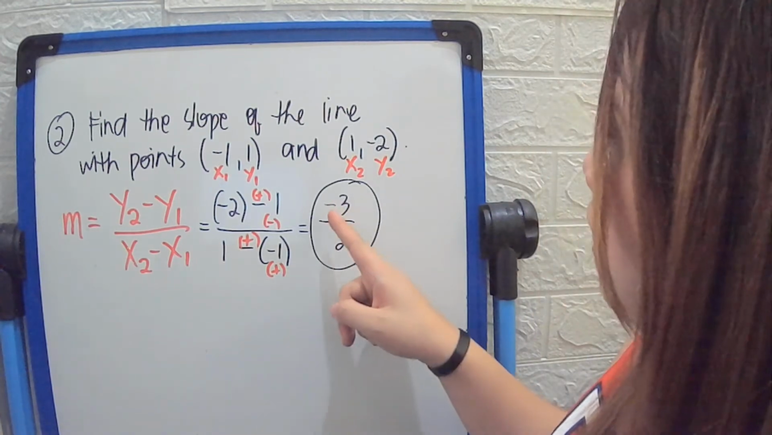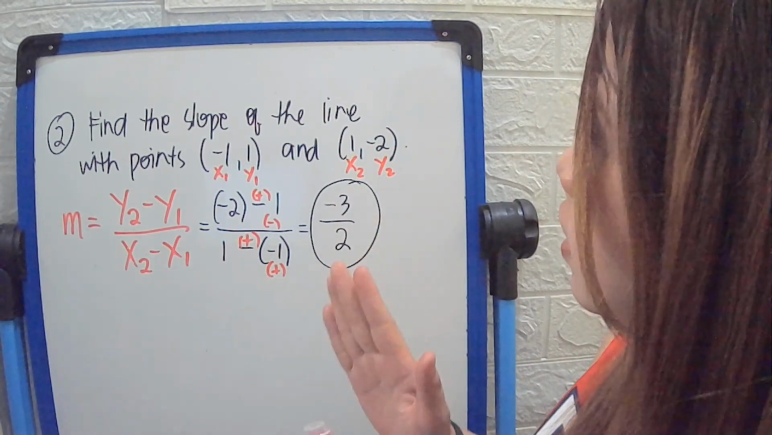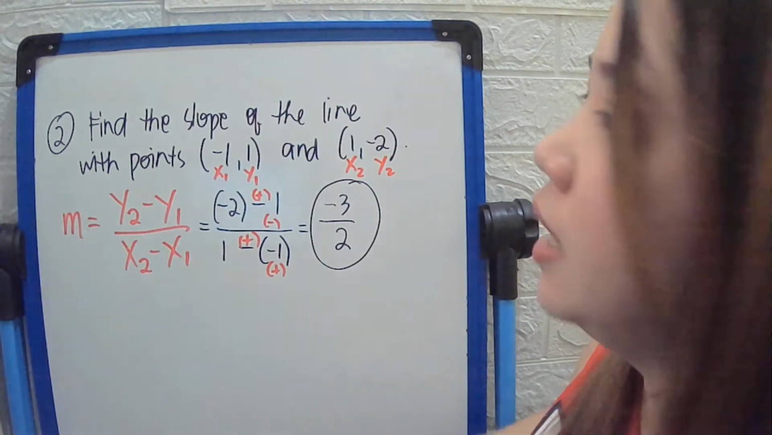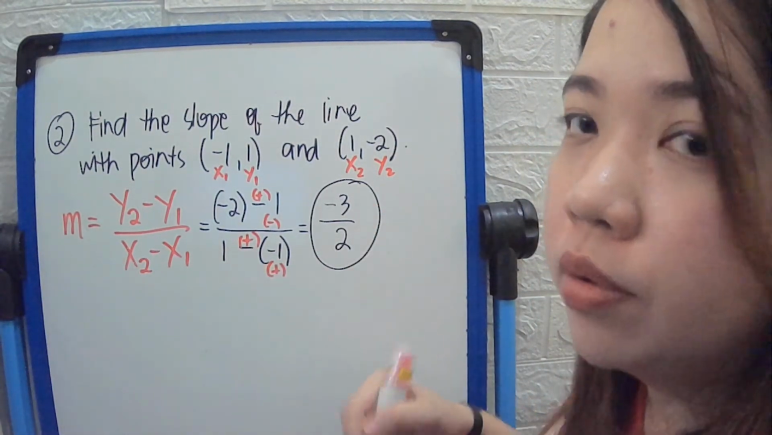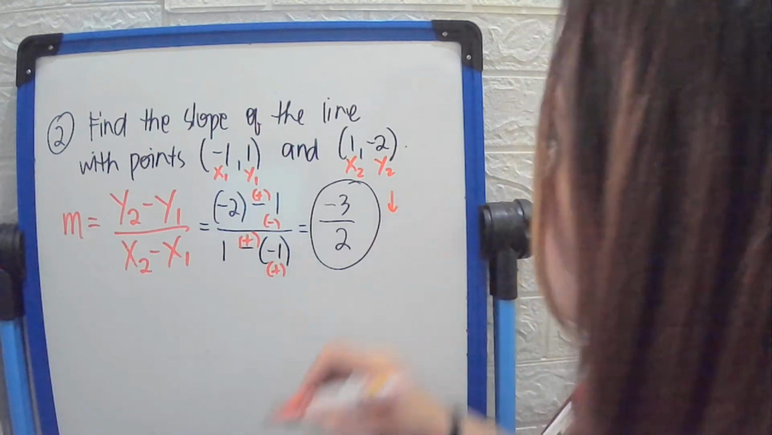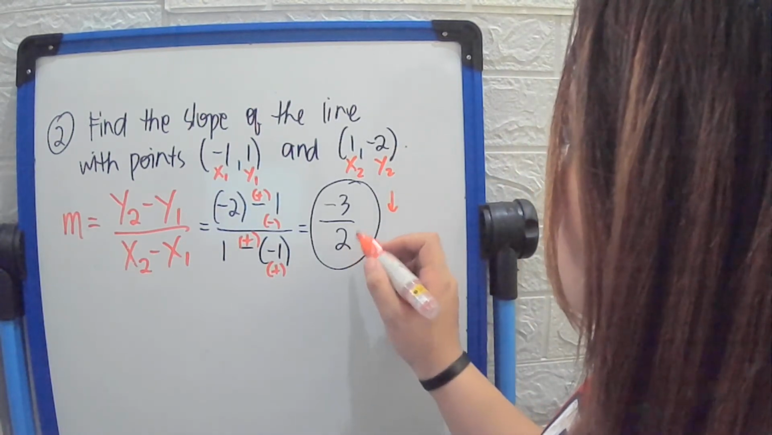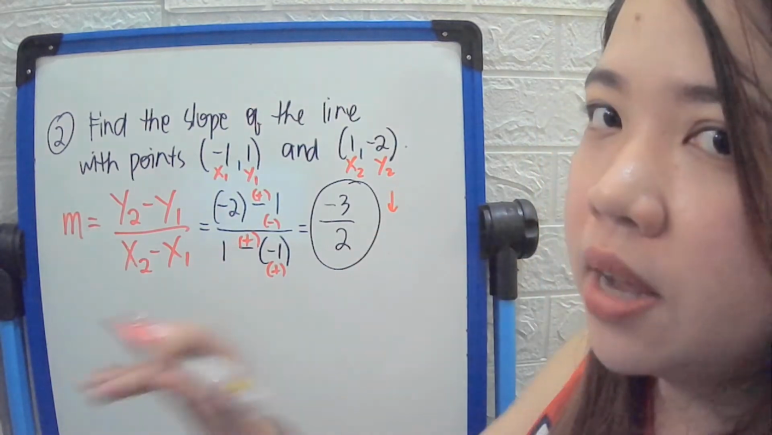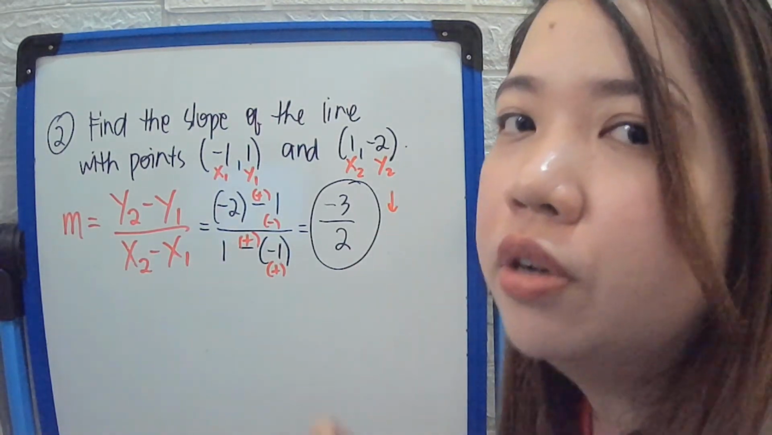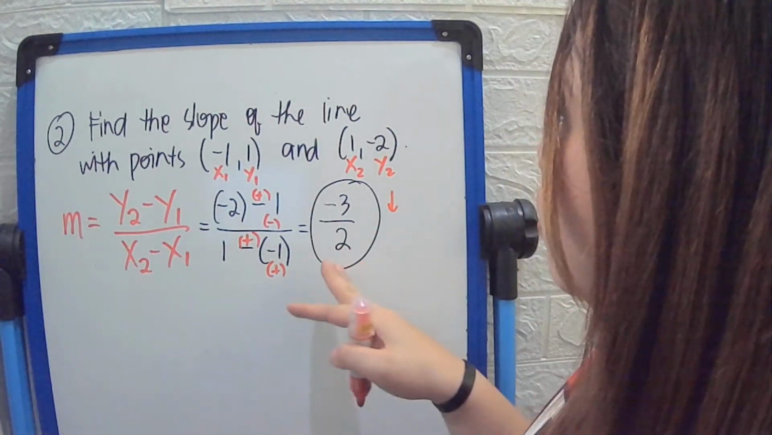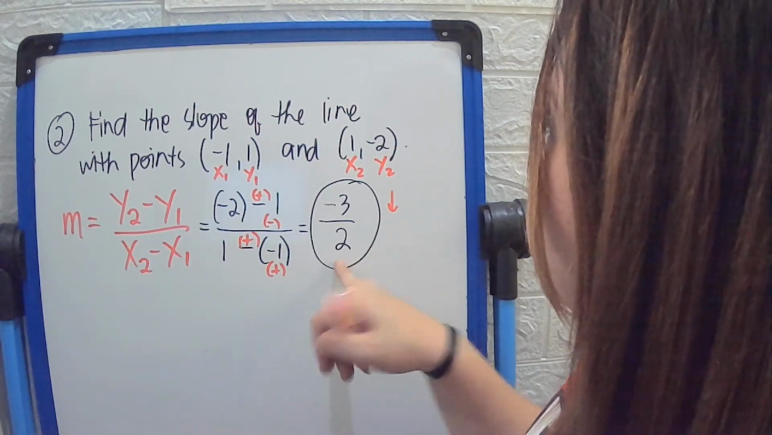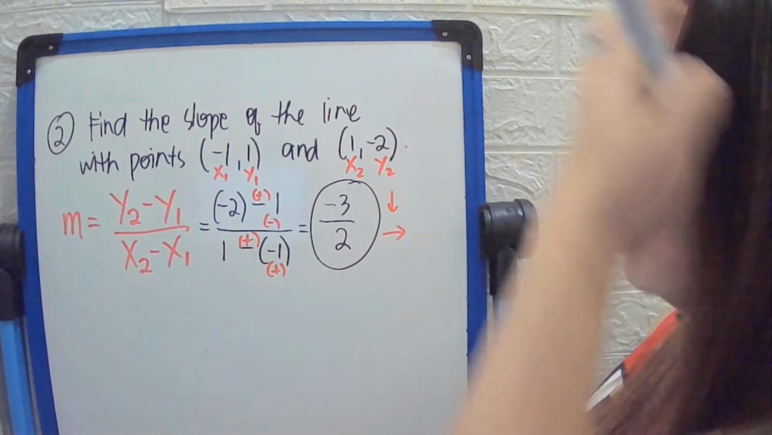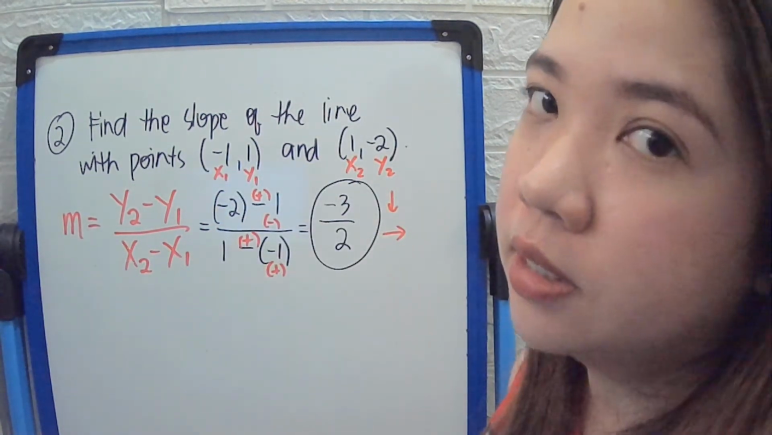So ano ibig sabihin ng negative dito? Diba siya si rise? So pag sinabing negative, instead of going up, you go down. Okay? So you go down 3 times. And then, since your run here is positive, sa x-axis tayo, kasi diba pag tumatakbo tayo, pa-horizontal lang naman. Okay, so if your run here is positive, then you go to the right 2 times. Okay, so let us now plot the points.